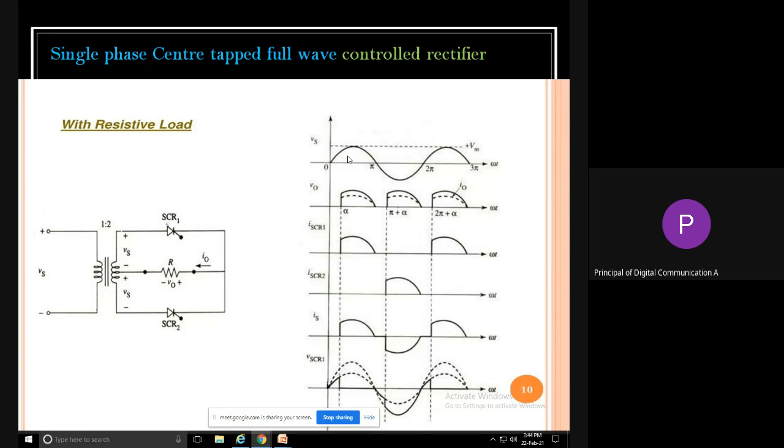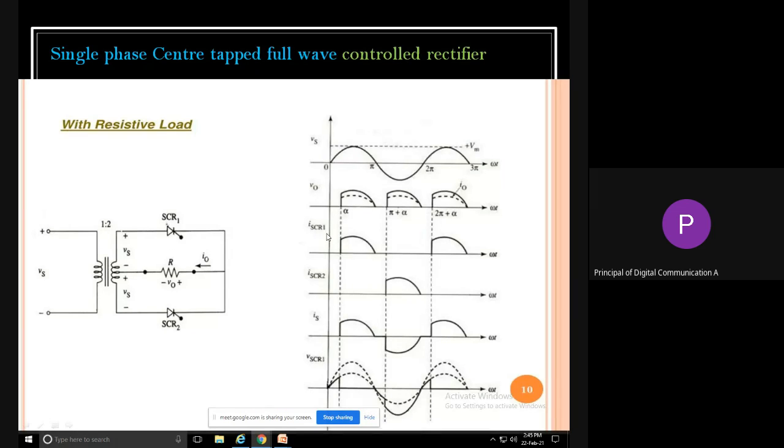Then the third is ISCR1, the current flowing through SCR1, then the current flowing through SCR2, and then the total secondary current IS. The last one is VSCR1, the voltage across SCR1. Now, how does it work and why is it called a controlled rectifier? Since it uses a single phase, it is called single phase. It is center tapped, hence the name center tapped. And full wave controlled is the additional word added due to the SCR.